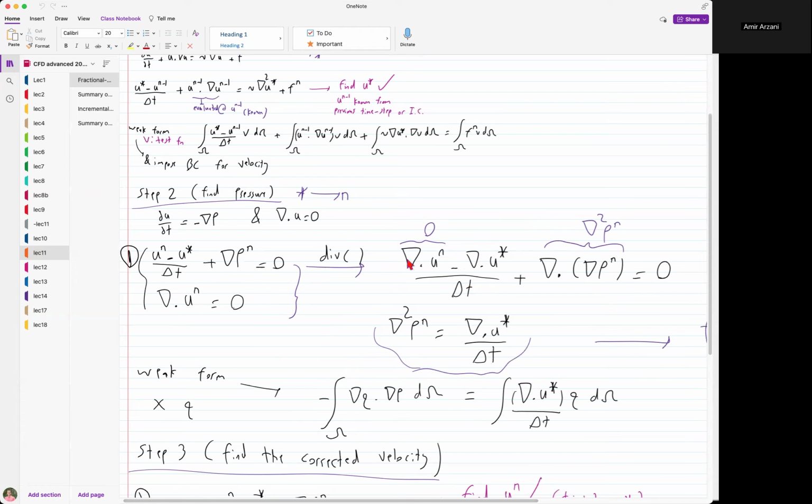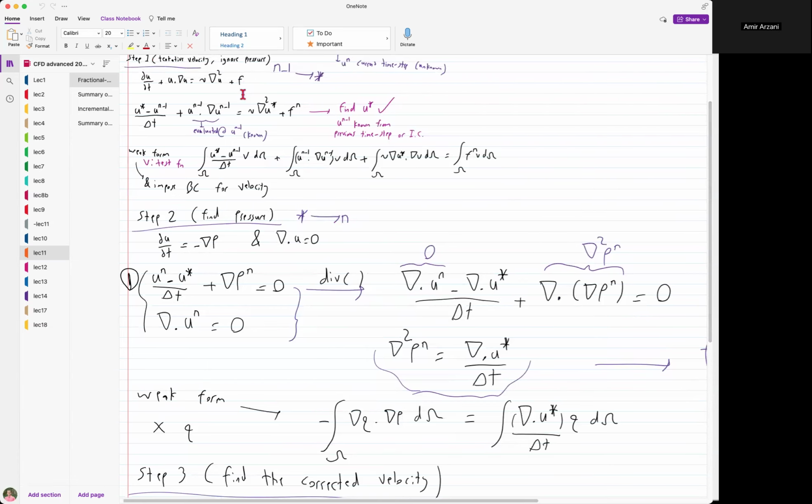I want my velocity at all time steps to be divergence free. So this just becomes 0. Divergence of U star is not necessarily 0, because when we solved this equation, we ignored pressure and we didn't impose incompressibility. So this is actually not 0. So this stays here. And divergence of gradient of pressure, that's my Laplacian operator, right? So Laplacian of pressure. So this is the equation that I get.